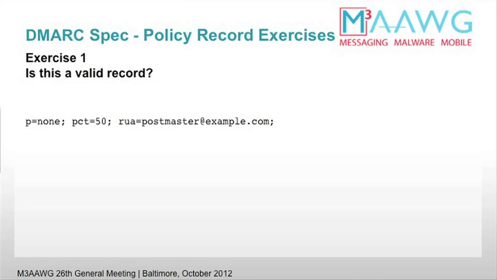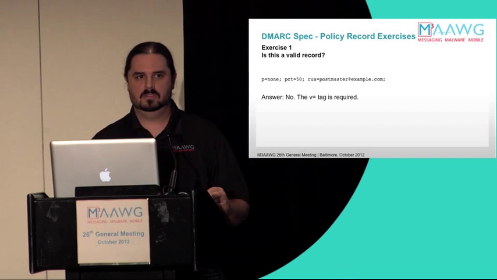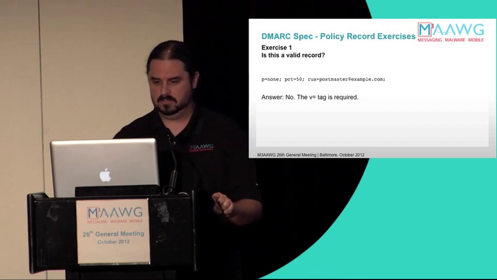Back to Mike. We're back now in example territory. So just checking your memory real quick on what the different records look like. Is this a valid DMARC record? No. What's wrong with it? Missing the version. Very good. There are only two required fields, version and p=, correct.